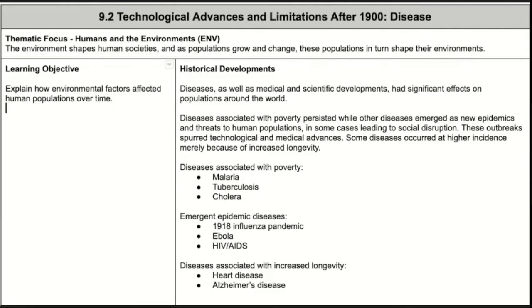And we're also going to talk about emergent epidemic diseases in terms of the 1918 influenza pandemic. My goodness, so similar to what's going on right now, Ebola and HIV and AIDS. We're also going to talk about diseases associated with governments and countries with strong economies, industrialized first world nations, where people had increased longevity, people who live longer. We're talking about heart disease and Alzheimer's disease.